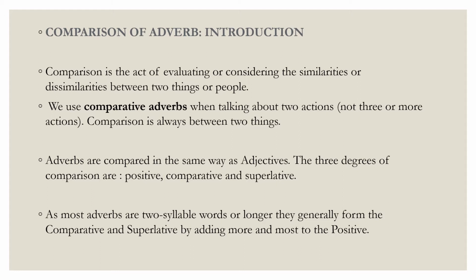And then we use comparative adverbs when talking about two actions, not three or more actions. A comparative adverb is usually between two things, and comparison, of course, is always between two things, like I've said, right? And then adverbs are compared in the same way as adjectives. Remember in second term when we learned about adjectives, we learned about the 3 degrees of comparison of adjectives. So in the same vein, adverbs do have 3 degrees of comparison, and they are positive, comparative, and superlative.